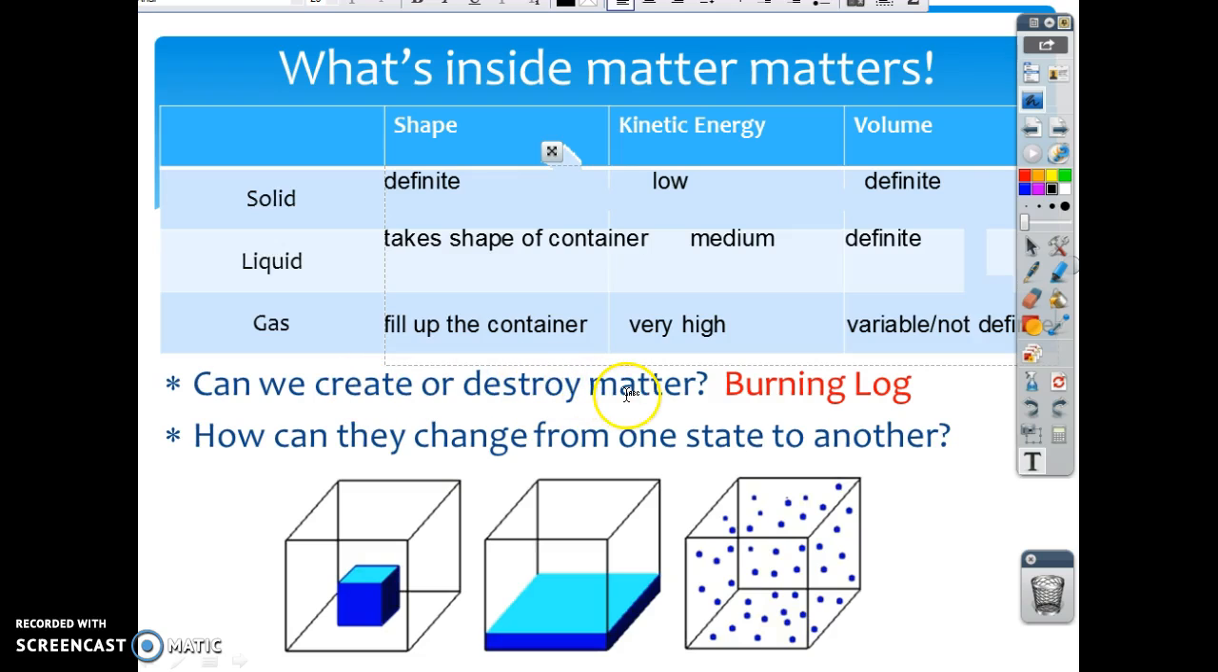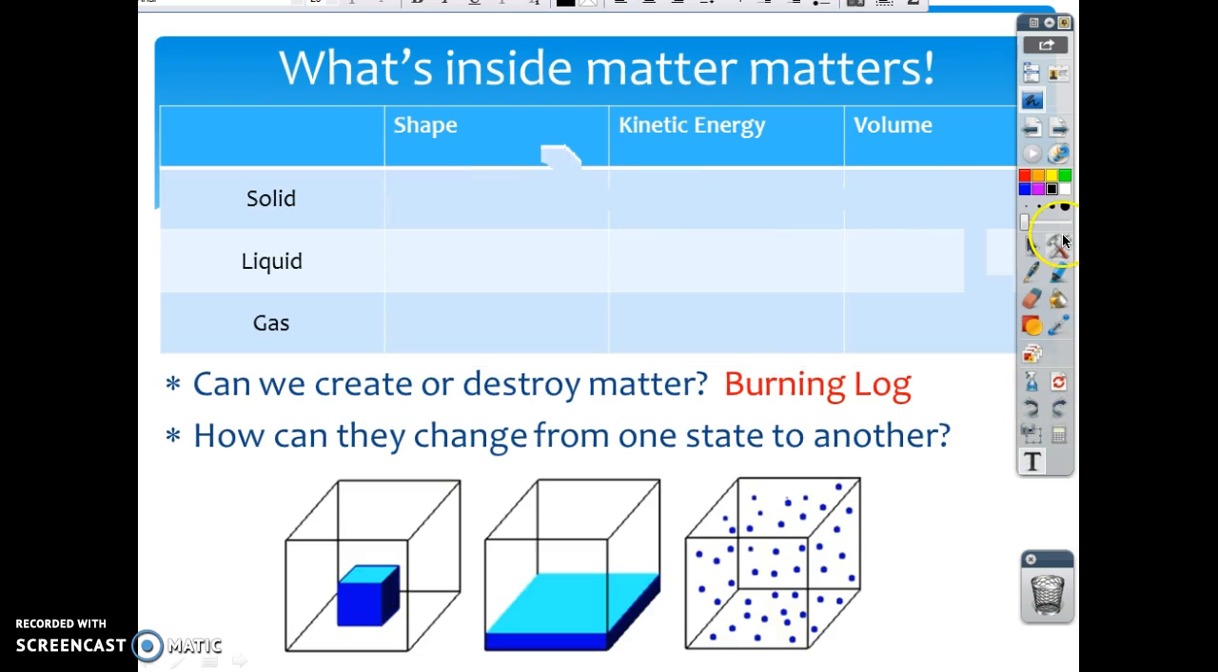How can we create or destroy matter? Well, it can't be created or destroyed. Think about the law of conservation of mass. What it says is that even if we burn a log, we are not destroying matter. We're only changing the form of it. We're going from wood to ash and smoke. We're not destroying anything. We're just turning it into a new form of matter.